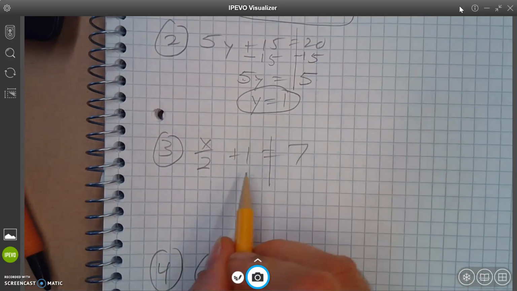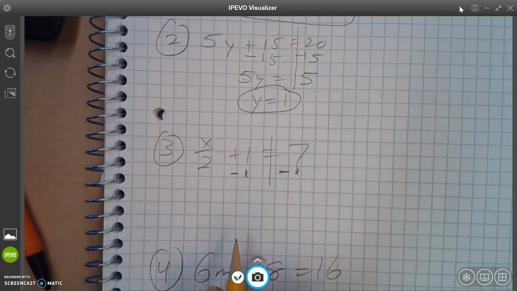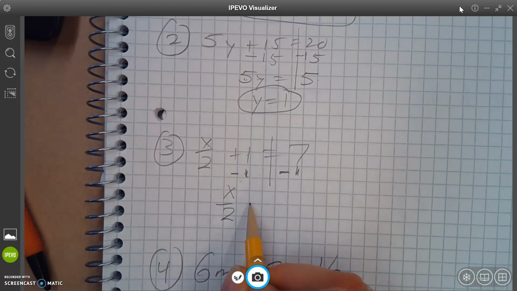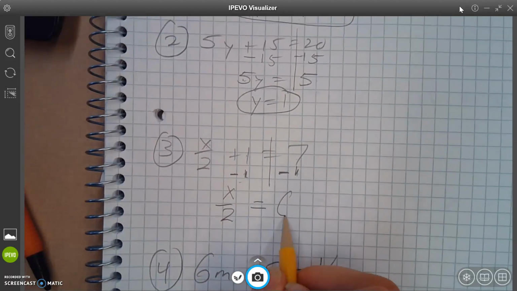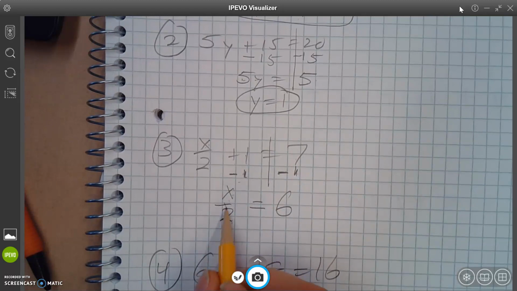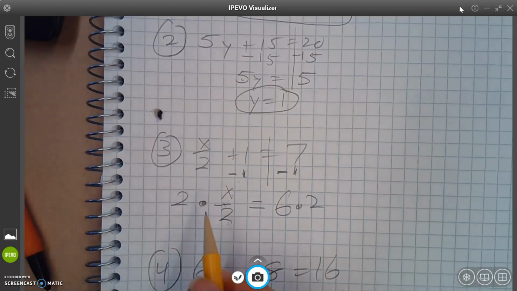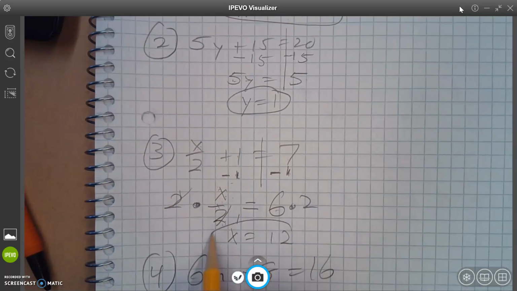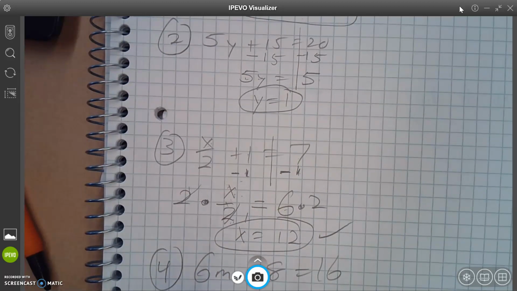All right, see if you got it. Opposite of adding 1, subtracting 1 on both sides. So x divided by 2 equals 7 minus 1, which is 6. Opposite of dividing by 2 is multiplying by 2. There you go. 2 divided by 2 is 1. 1 times x is x. 6 times 2 is 12. Without the negatives, there you go. 12. Hopefully you got 12. Put a check if you got it.